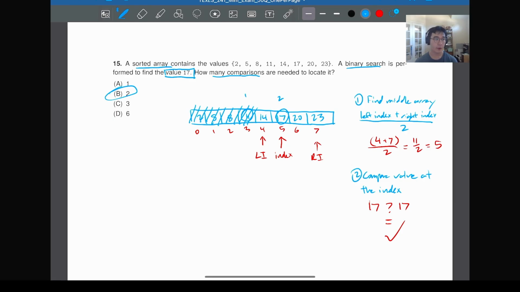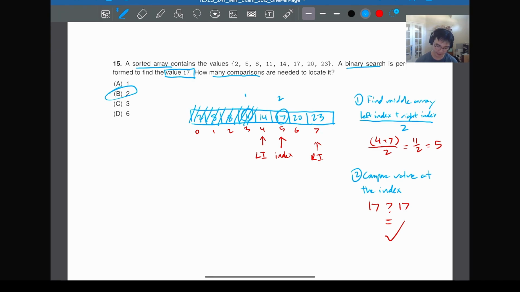So for these types of questions where you're doing a binary search, make sure you understand how that middle search term is calculated. How do you find what term is considered the middle? That would be our step 1 right here. Then make sure you understand what is being compared. You're comparing the value at that index.